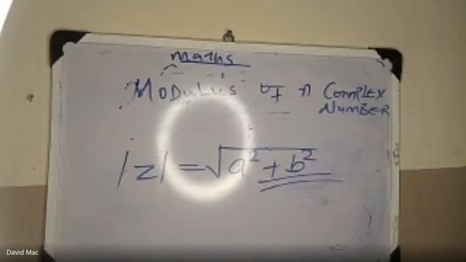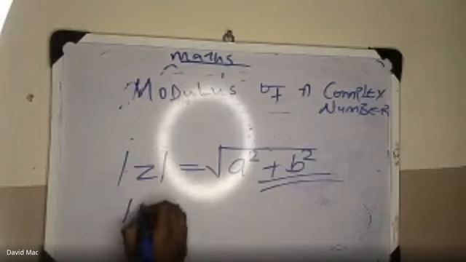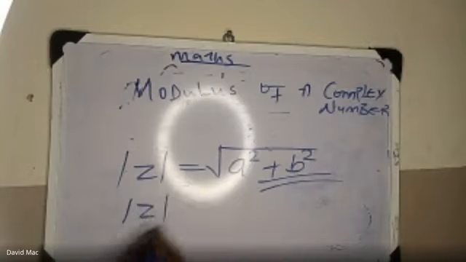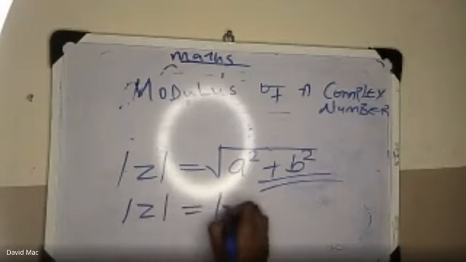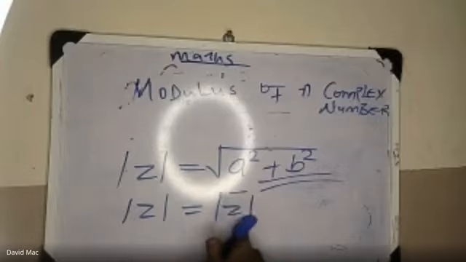Remember, you know your a parts. Remember, you know your b parts. Then you just find their squares and add them together, then take the square root, and that is your answer. And you must also understand that the modulus of z, your positive z, is equal to the modulus of its conjugate.